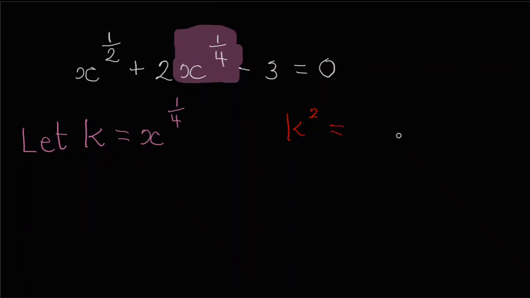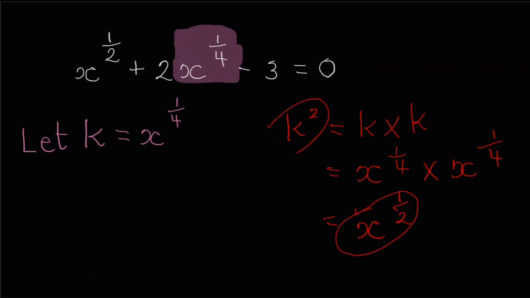We are aware that k squared is the same thing as k times k. And since k is x to the power 1 over 4, when we multiply it with itself, we are going to apply laws of exponents. Laws of exponents states that when you are multiplying bases that are the same, you add the exponents. 1 over 4 plus 1 over 4 is going to be 1 over 2. So notice how x to the power 1 over 2 is the same thing as k squared. This should make sense why in our equation, our first term will be replaced with k squared.